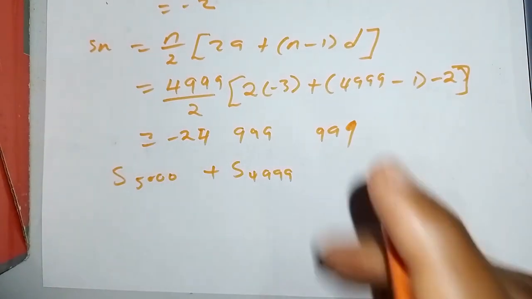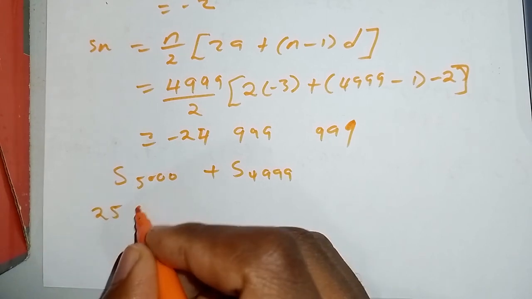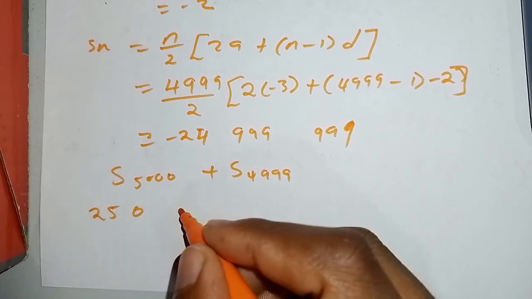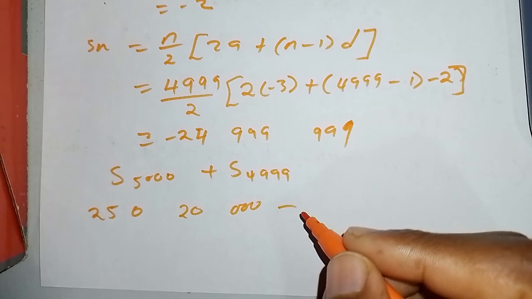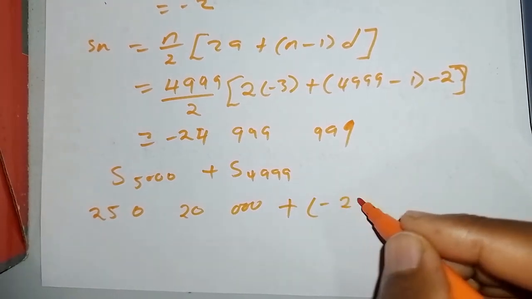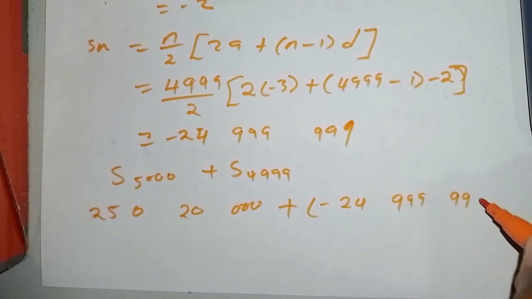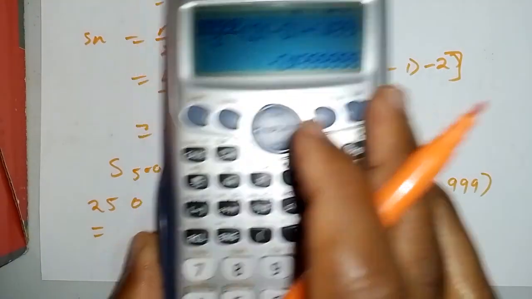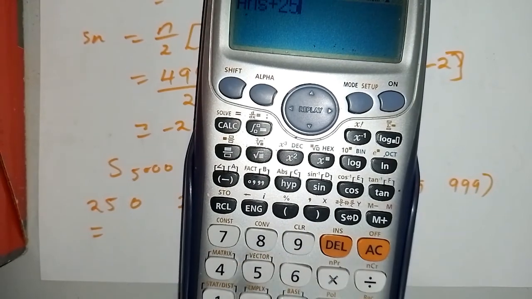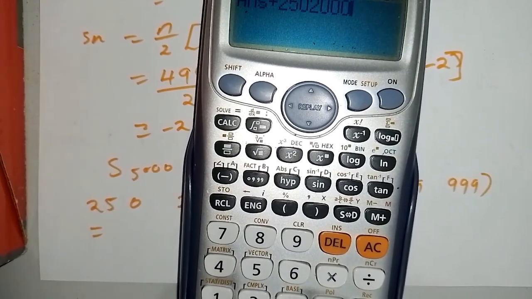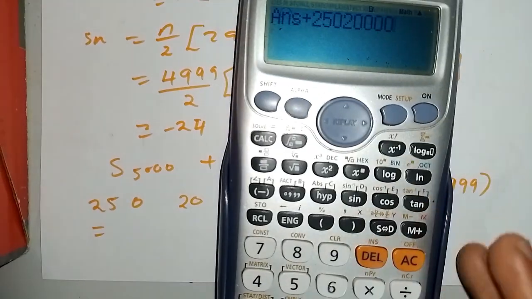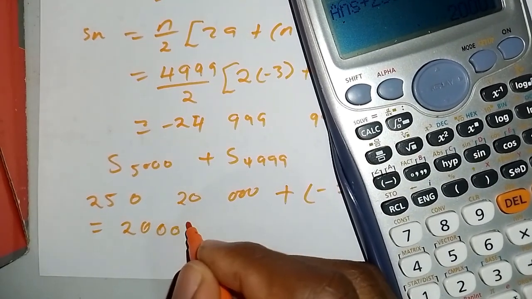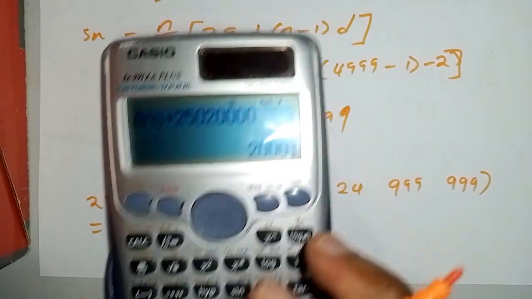Now remember, the question says we need to add S of 5,000 plus S of 4,999, right? We got 25 million and 20,000, plus minus 24,999,999. Now when I add that, what is it giving me? 20,001. See, that is my final answer.